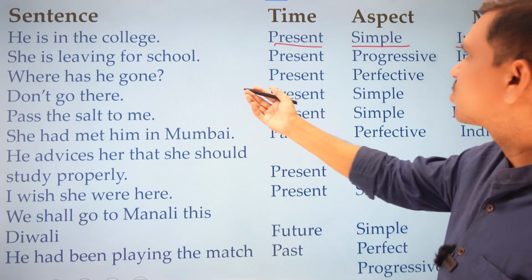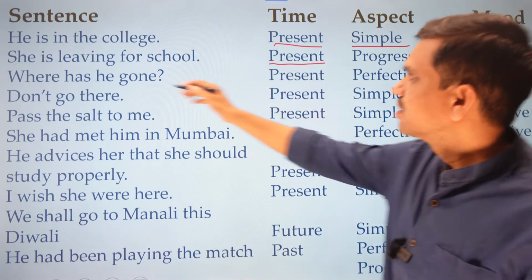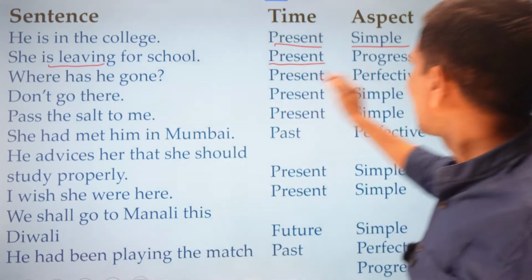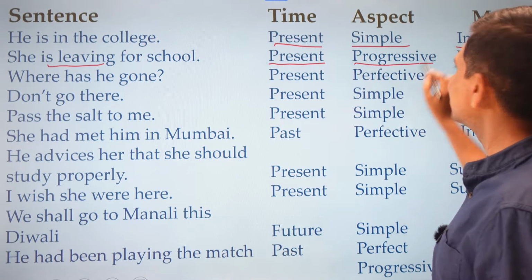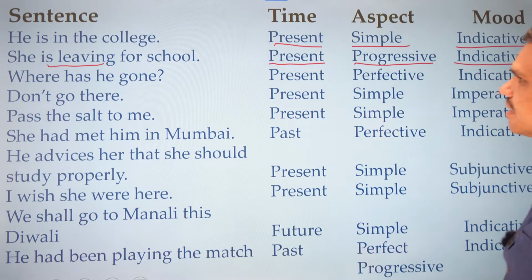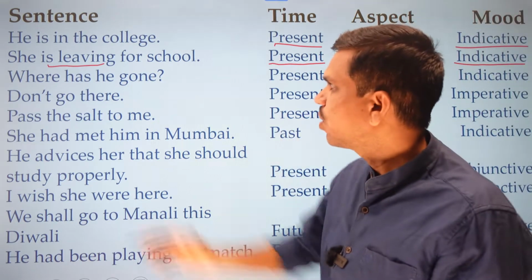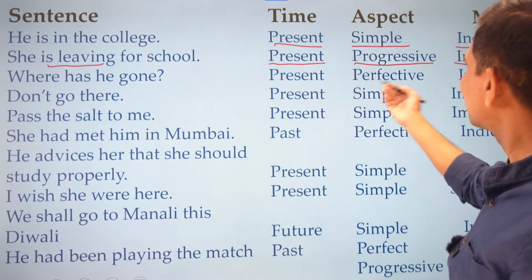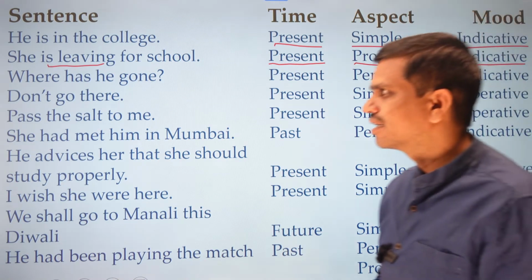Second, she is leaving for school. Again time is present, the action is taking place, "is leaving", and it is progressive, meaning it's in the continuous form, and mood also is indicative. Next, we have, where has he gone. So time is present, aspect is perfective, and mood is indicative.